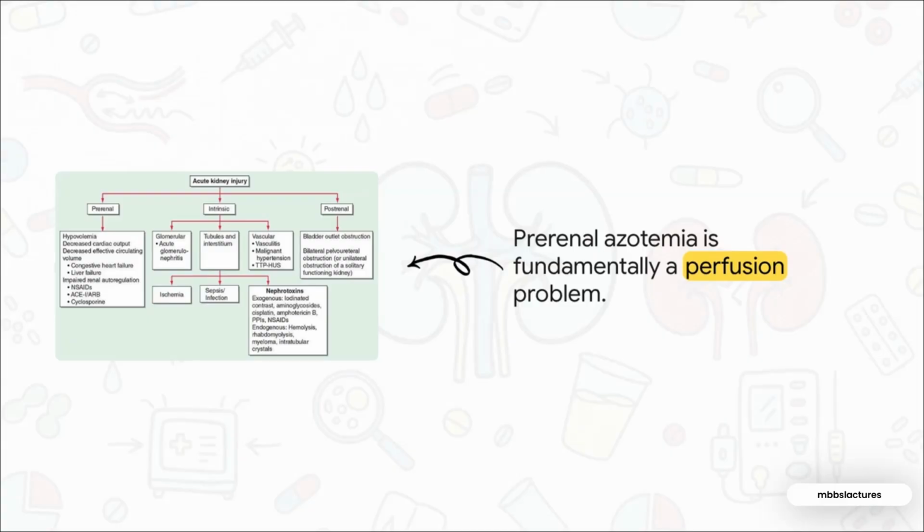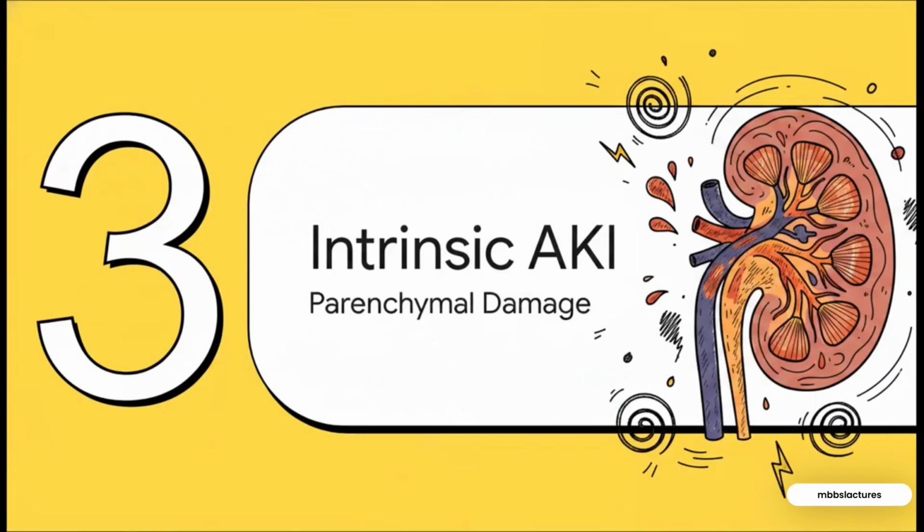And hey, notice the common medications here. Drugs like NSAIDs actually prevent the necessary afferent vasodilation, while ACE inhibitors prevent efferent vasoconstriction. Either way, they drop that critical intraglomerular hydrostatic pressure, which leads to an immediate, steep fall in your glomerular filtration rate. Section 3. Intrinsic AKI and parenchymal damage.